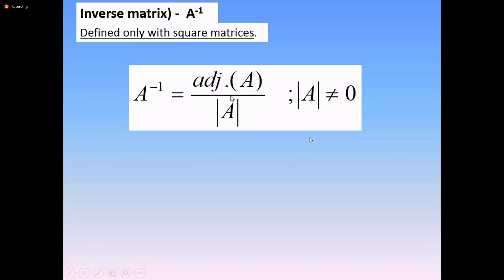An inverse matrix cannot exist if the determinant value of that matrix is equal to 0. It should be unequal to 0.